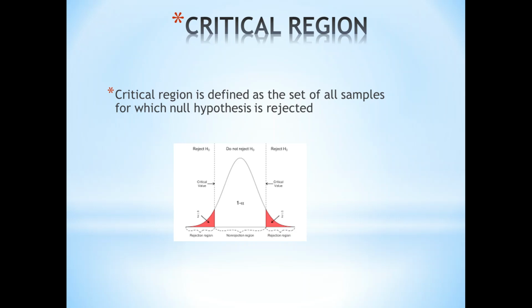I would like to talk about the topic critical region. Critical region is defined as a set of examples for which the null hypothesis is rejected.